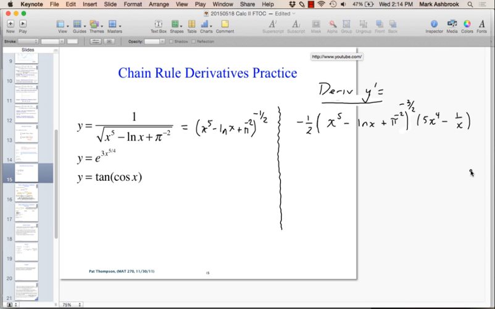So we did the derivative of the big picture, which is something to the negative 1/2, leaving the inside as it is, and then we multiply by the derivative of the interior. Agree with it? Next one.